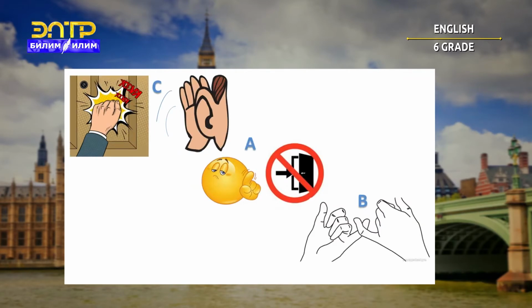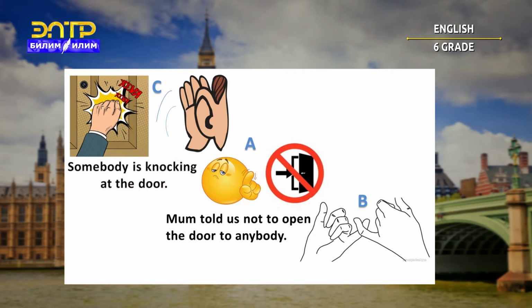Now, let's check the order together. The first picture is C. Somebody is knocking at the door. Then is picture A. Mom told us not to open the door to anybody. And the third is picture B. We'll keep our promise.